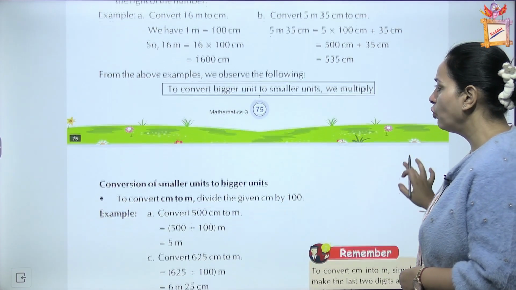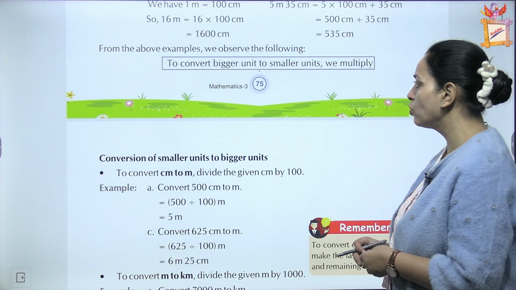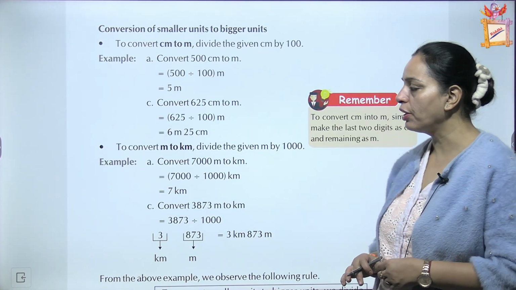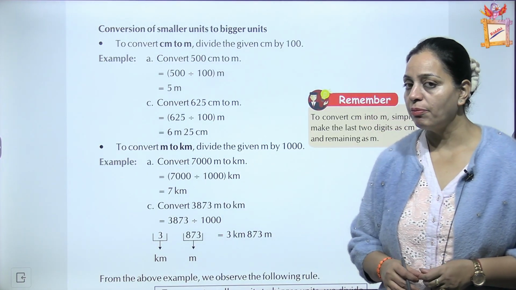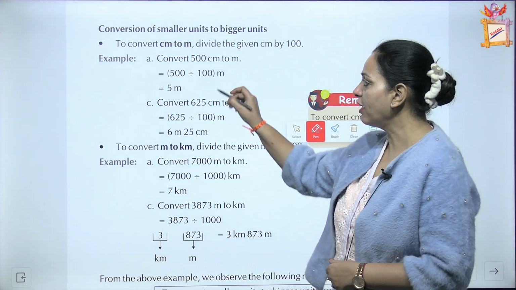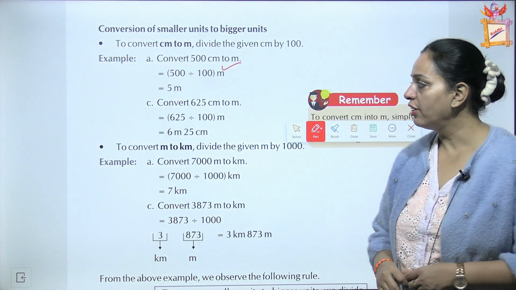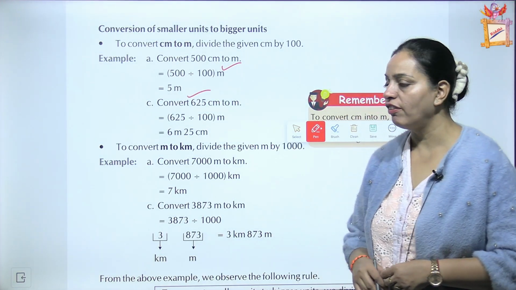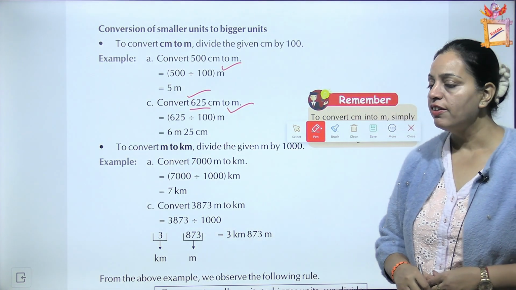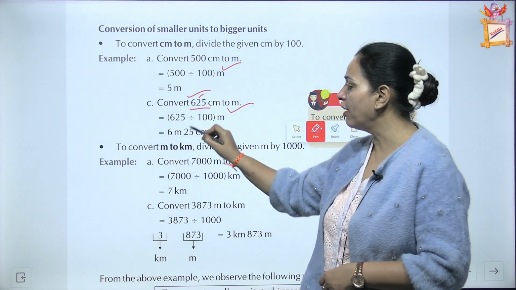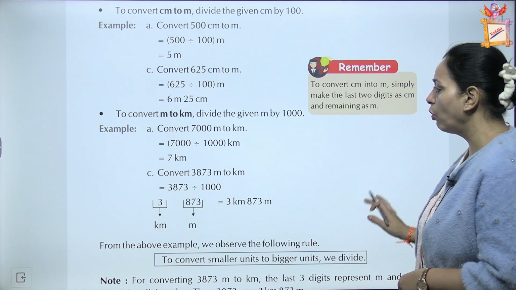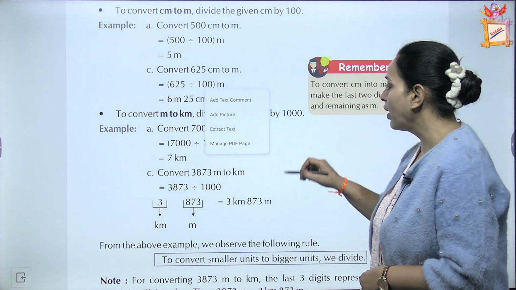From the above examples, we observe the following. To convert bigger into smaller, we multiply. Now conversion of smaller units to bigger units. If we want to convert centimeter to meter, divide the given centimeter by 100. C, convert 500 centimeter to meter. Divide by 100. Answer is 5 meter. The next is convert 625 centimeter into meter. Divide by 100. 6 meter 25 centimeter. Now to convert meter to kilometer, divide the given number by 1000.